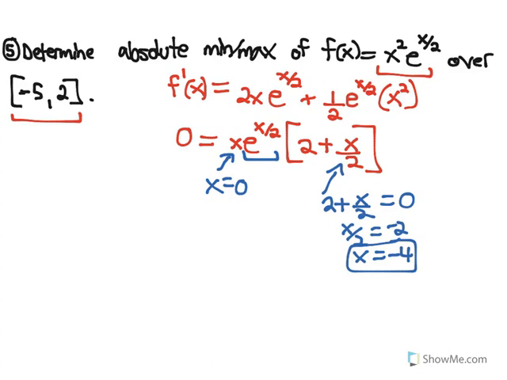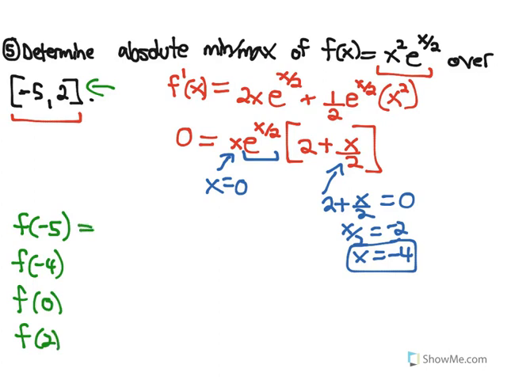Those, along with -5 and 2, my endpoints, I'm going to just test and figure out what's the absolute min and absolute max. So I'll start from the bottom. I'll do -5, I'll do -4, I'll test 0, and I'll test 2. And what do we get here? I'm plugging this back into the original: -5 squared e to the -5 over 2, which equals 25 e to the -2.5, which is about 2.05 approximately.